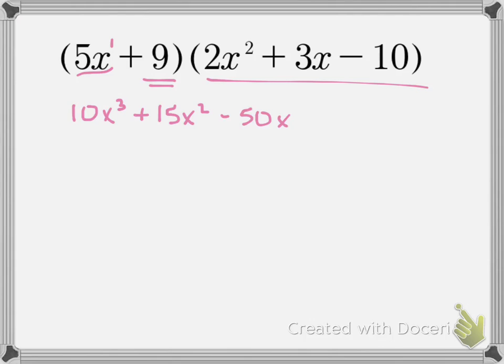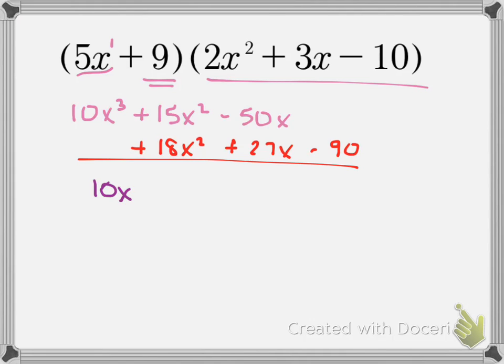Now I'm going to follow this up with what I'm going to multiply that 9. Okay, so that's 9 times 2x squared, which is 18x squared. Alright, 9 times 3x is 27x. And 9 times negative 10 is negative 90. Alright, so what this gives me, if I add my like terms, I can simplify this a little bit further. That's going to give me a new answer. I'm going to get 10x to the third power. That's going to give me 33x squared. That's going to give me negative 23x and negative 90. And this is my final answer.